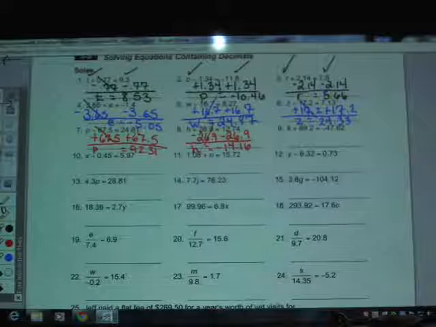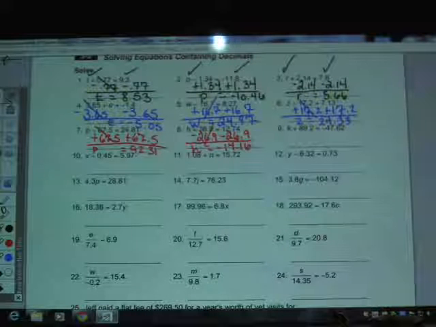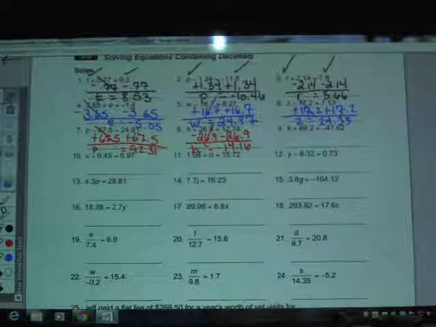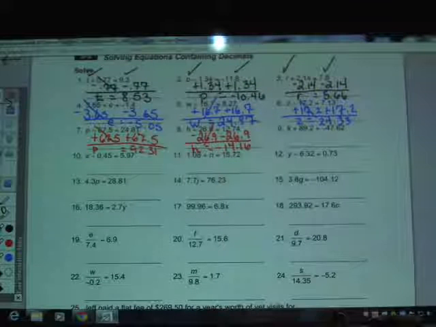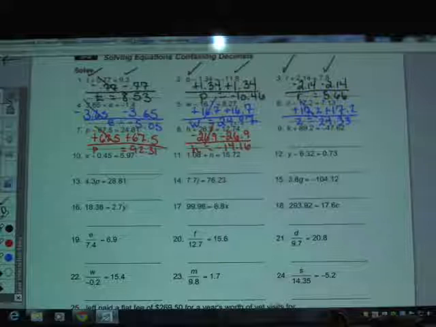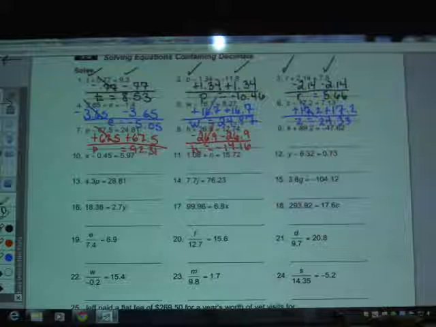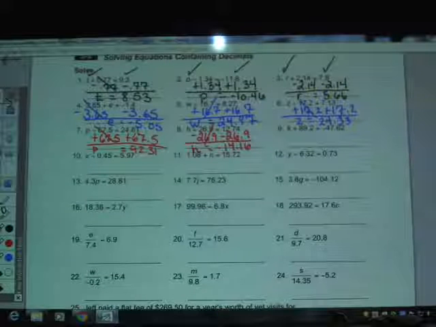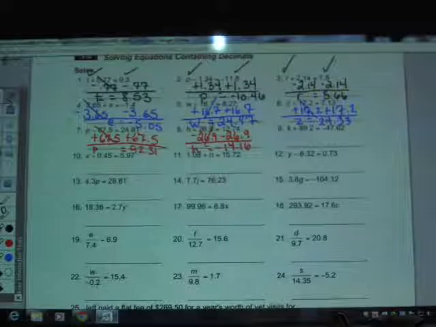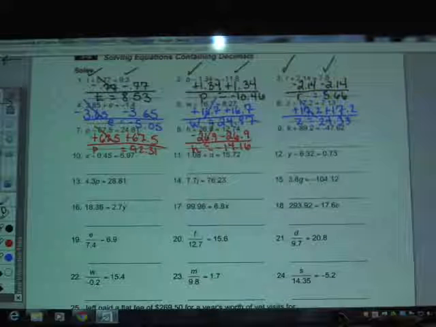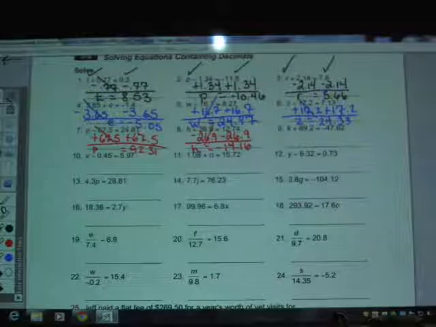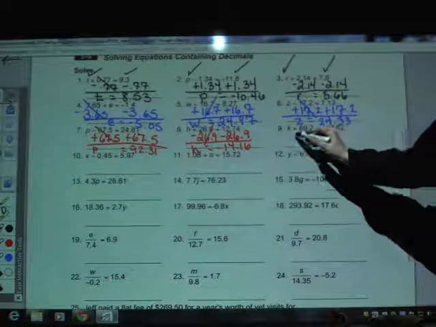Number 9, K plus 89.2 equals negative 47.62. So variable K being on the left side, that's a good thing. Number negative 47.62 being on the right side, that's a good thing. 89.2, not such a good thing. All right, so since it's got an addition sign in front of it, to solve it, I'm going to have to do the opposite, which is to subtract. Remember, opposite side to the opposite is always how I move something individually. So I'm going to subtract 89.2 from both sides.